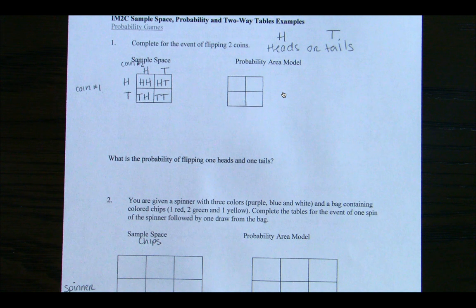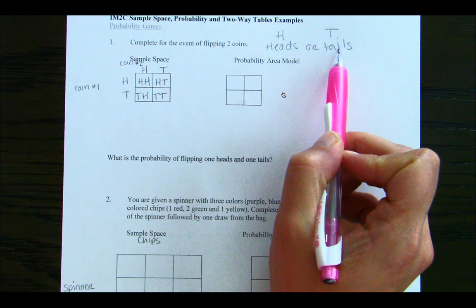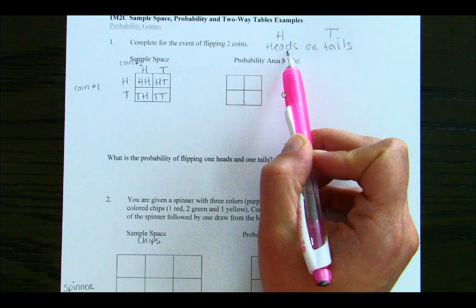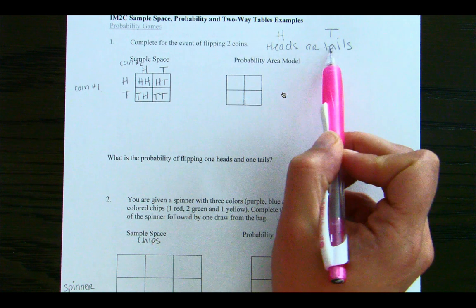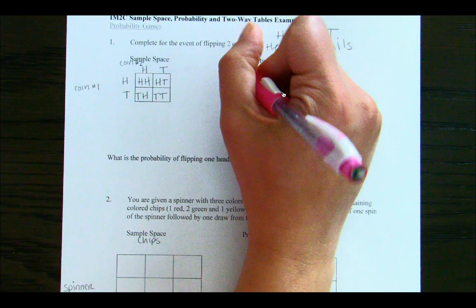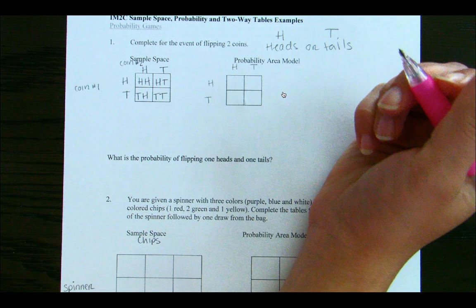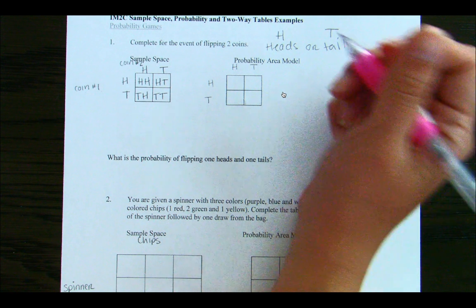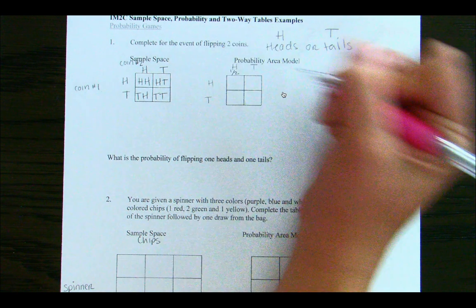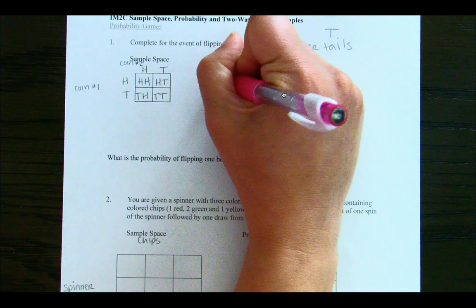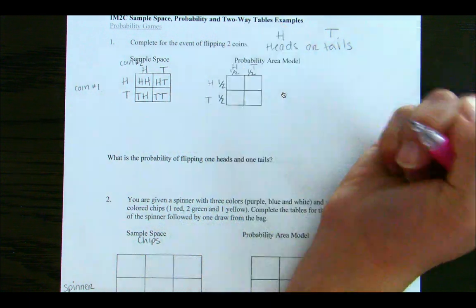So now we're going to look at the probability area model specifically. When we're thinking about coins, we have two options, heads or tails. So the probability of flipping a head is 1 out of 2 because there is one outcome out of 2 that we are looking at. So above here, I'm going to write heads, tails again, but this time I'm going to write their probability next to it. I have a 1 out of 2 probability of getting heads and a 1 out of 2 probability of getting tails, and this applies to both coins.